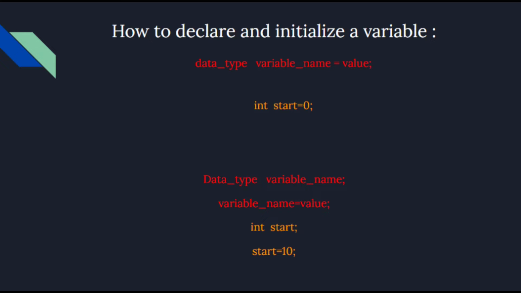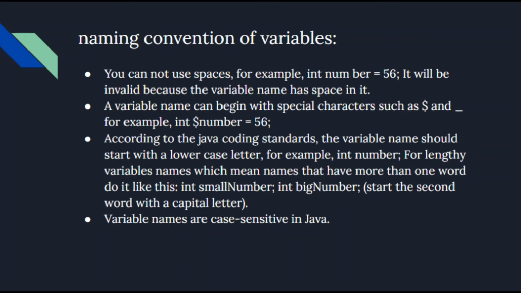Here in the example, the variable is start and the data type is int. Data types were discussed in the previous tutorial. The int data type allows this variable to hold integer values. Similarly, you can assign values to variables at the time of declaring them. This is called initializing a variable. Like this, int start equals 0. Or you can do it like this also. Int start equals 0.